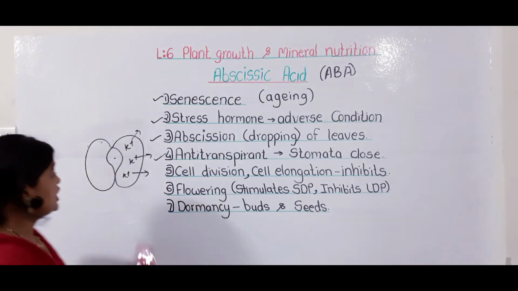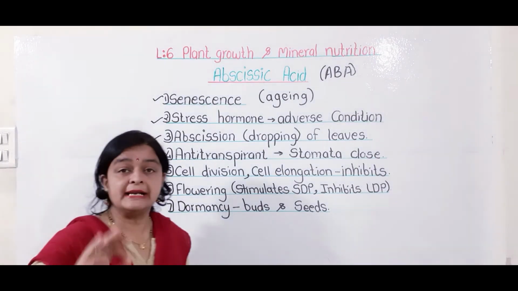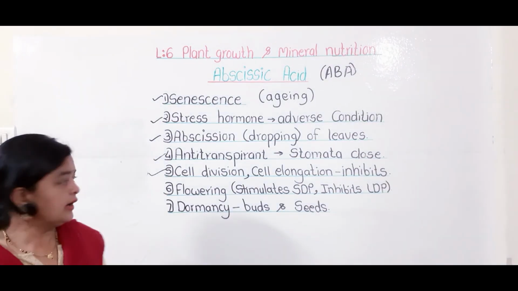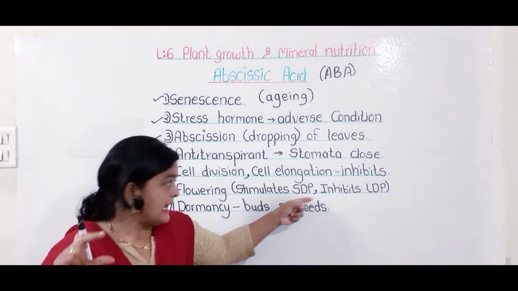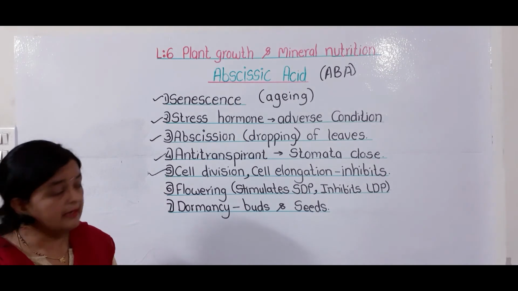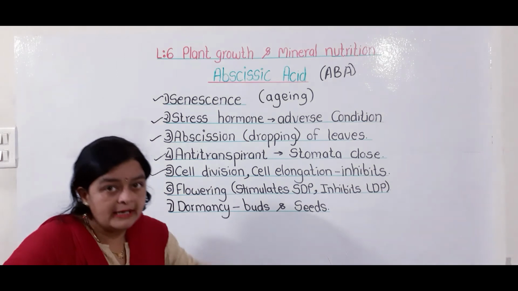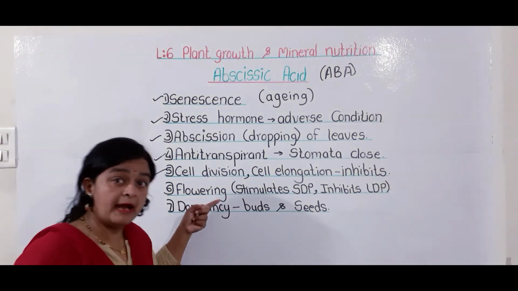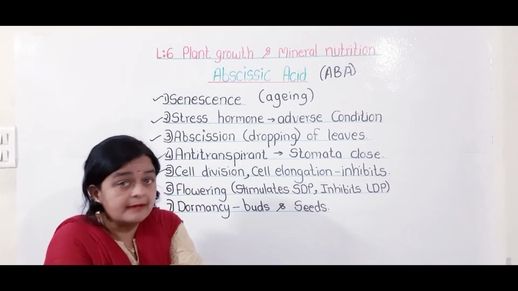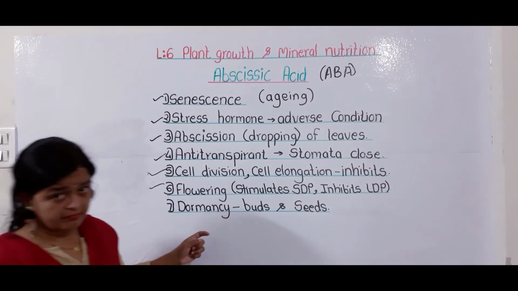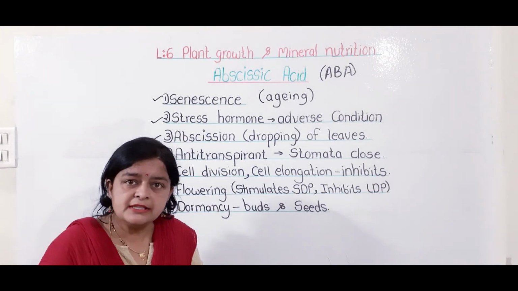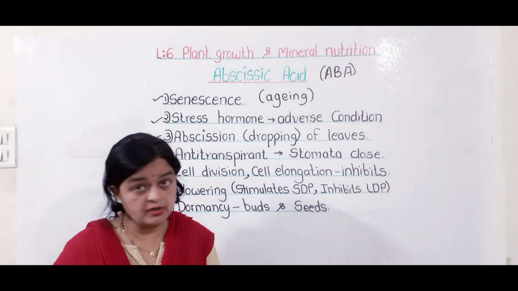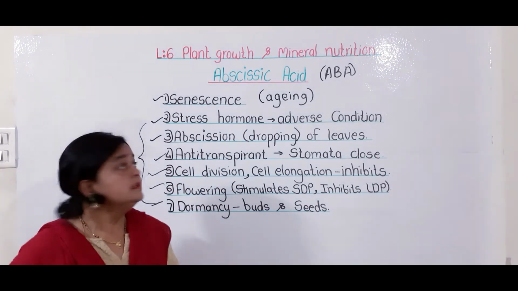Next one is cell division and cell elongation. This abscisic acid does not allow cell division and cell elongation. Once this abscisic acid is released, there is no cell division and no cell elongation. Next one is SDP, short day plants, and LDP, long day plants. Abscisic acid stimulates flowering in short day plants, the plants which open their flowers during night, but it inhibits flowering in long day plants. Last one is that it brings dormancy in buds. Dormancy in bud means it does not allow the bud to open into a leaf or flower, and in the seed it does not allow germination. So these are the ways in which it is acting as a stress hormone.